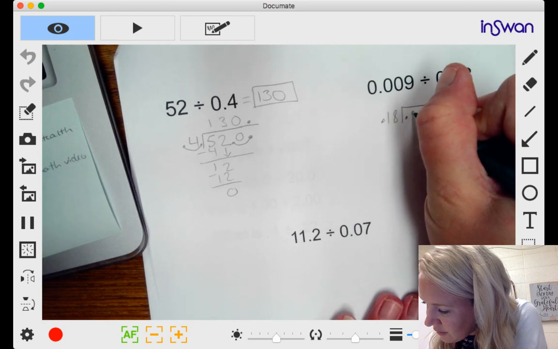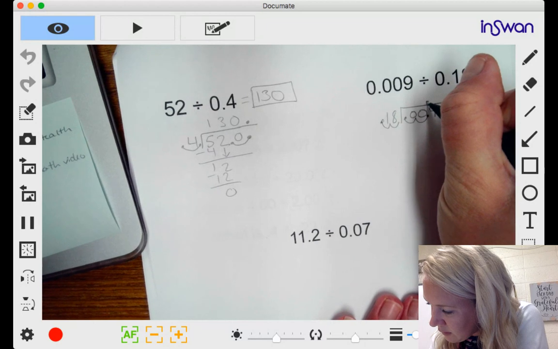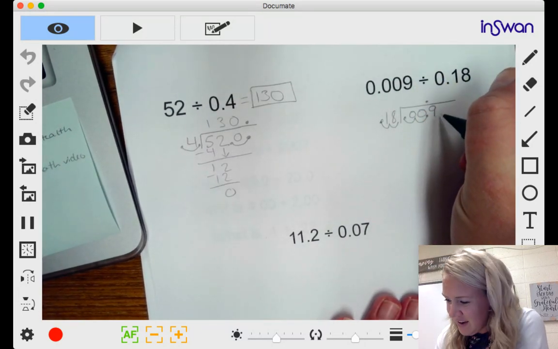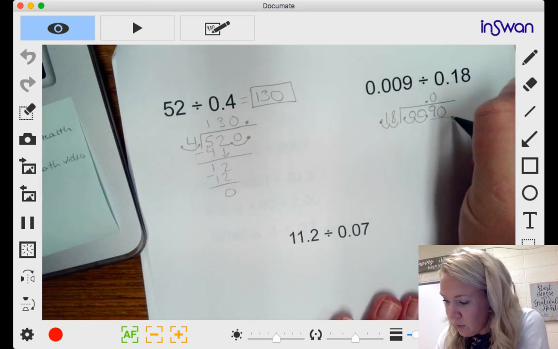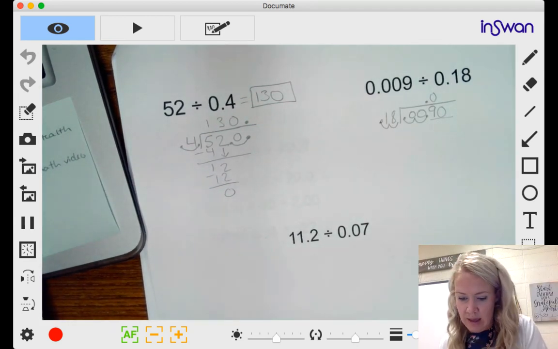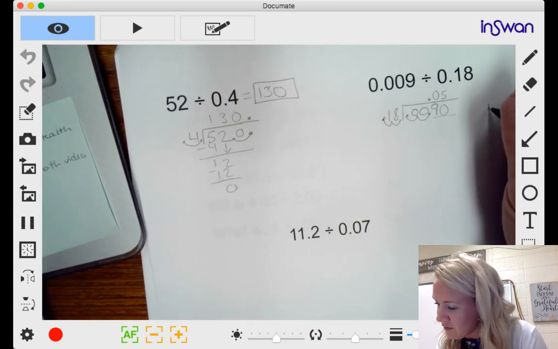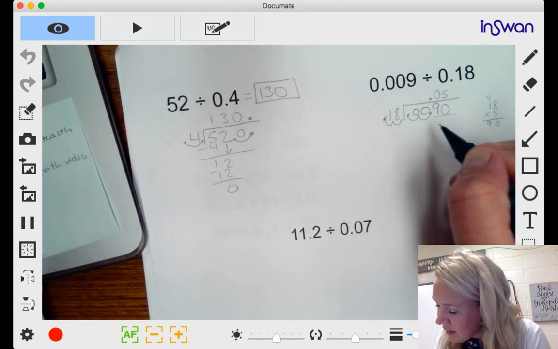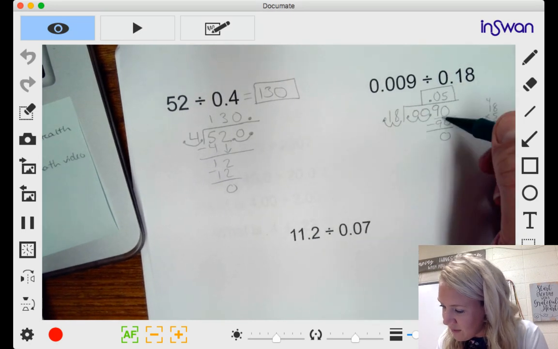0.18 into 0.009. So I'm looking at 18 into 9, and 18 doesn't go into 9. So this is where you might have to add zeros. So it doesn't go into 9, but it would go into 90. And so I can get 18 into 90 5 times. I use the multiplication table for a quick reference. You could do 18 times 5 over here and get 90 as well. And so it actually goes in nicely. So be careful with problems like that where you have to add on zeros.